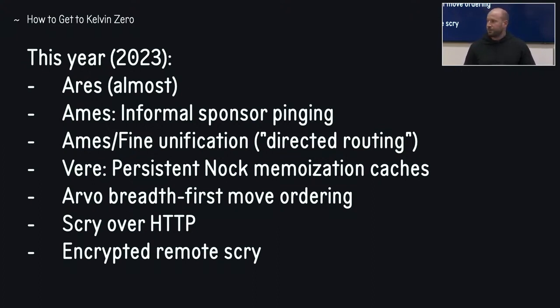The next two are what Joe talked about yesterday: Ames informal sponsor pinging, and Ames and Fine unification, where directed routing is the name of the UIP. It's actually a much bigger change than that; that sort of undersells what it's doing. These are going to rectify the scaling problem with relays, and also the reliability issues with connectivity.